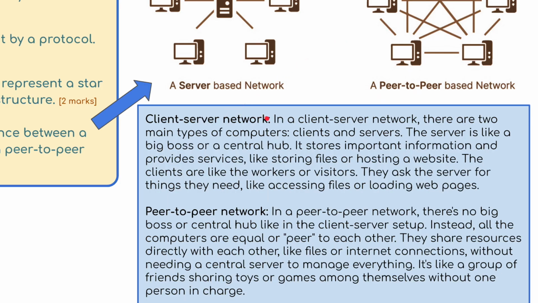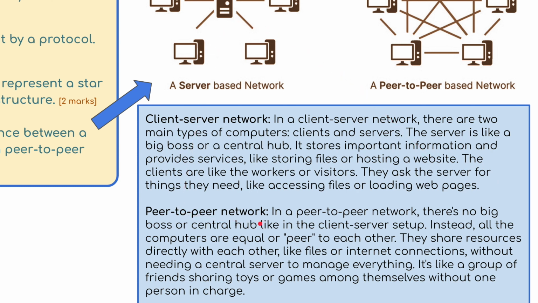So a client-server network. In a client-server network, there are 2 main types of computers, the clients and the servers. The server is like a big boss or a central hub, like that in a star network. It stores important information and provides services like storing files or hosting a website. The clients are like the workers or visitors. They ask the server for things they need, like accessing files or uploading web pages.